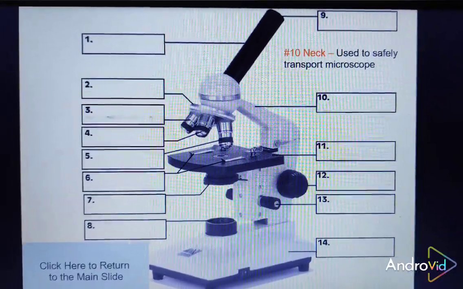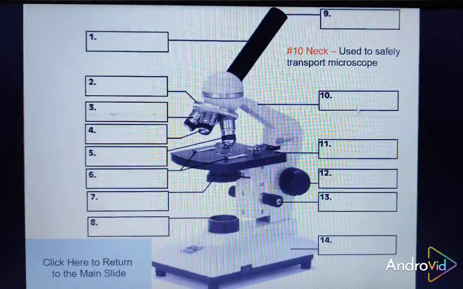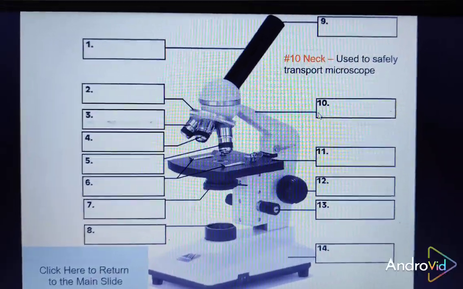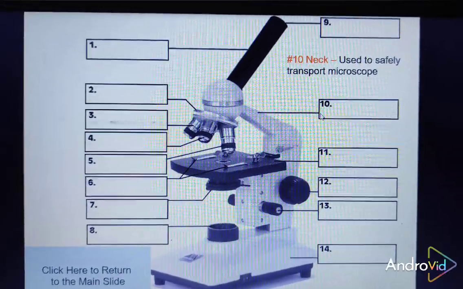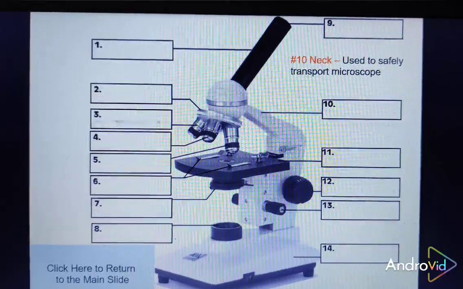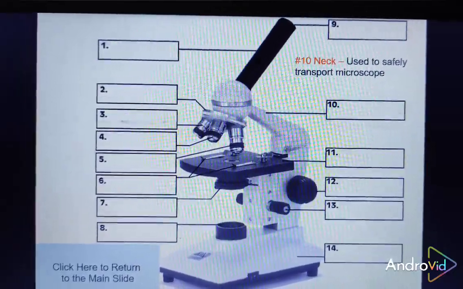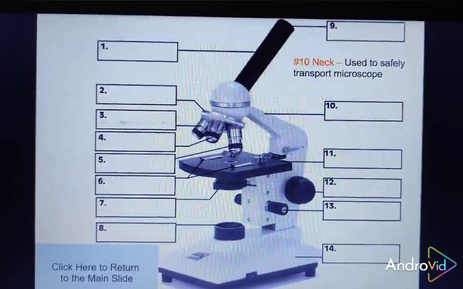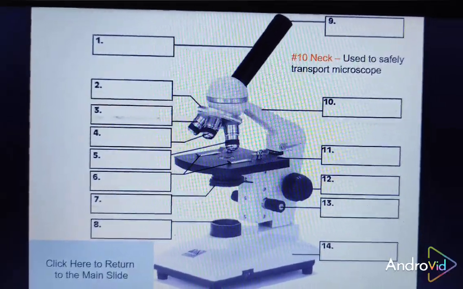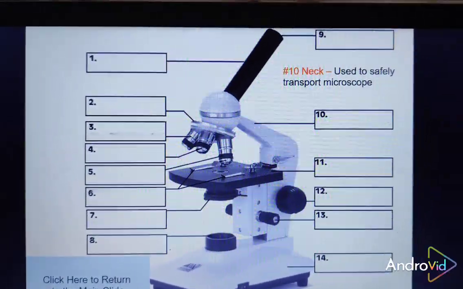This is the neck, the 10th part. From this particular neck you can safely transport the microscope. You can handle the microscope by use of this particular neck.